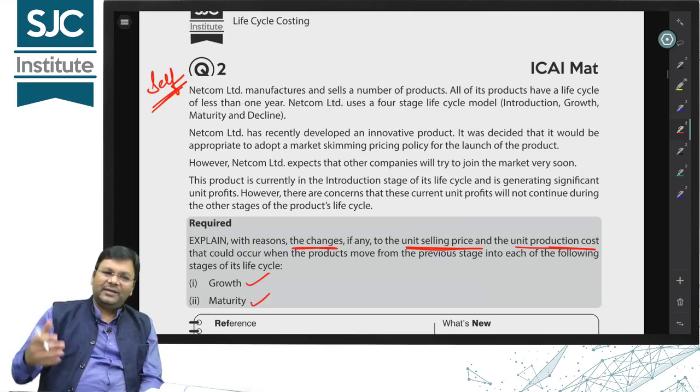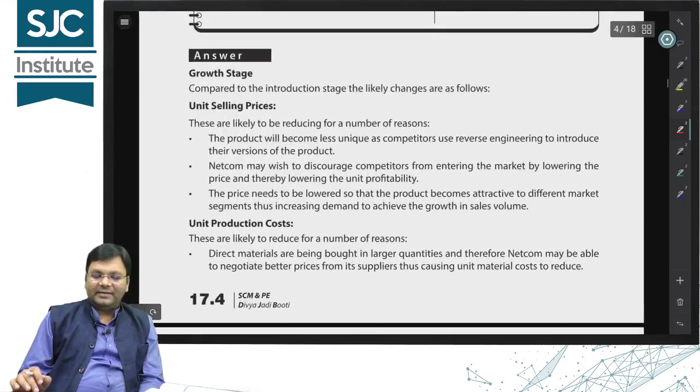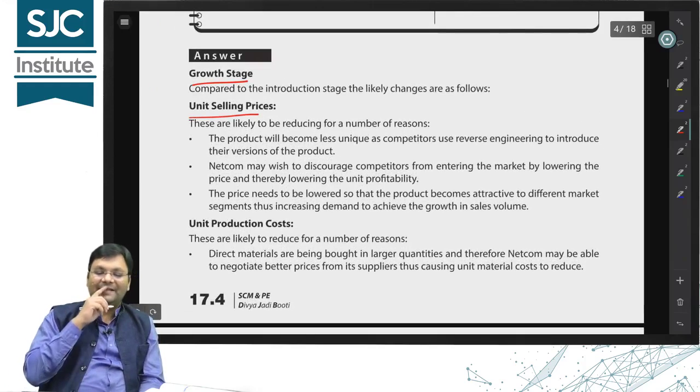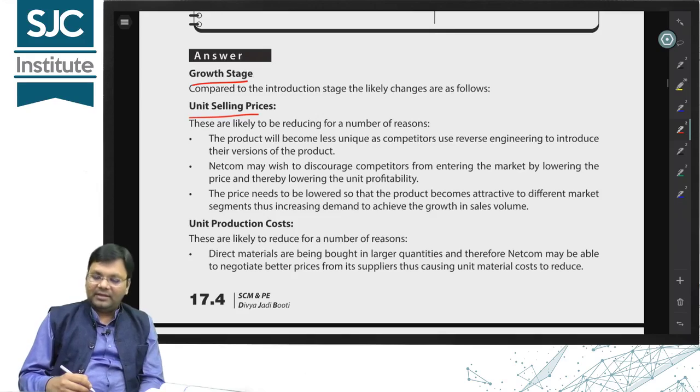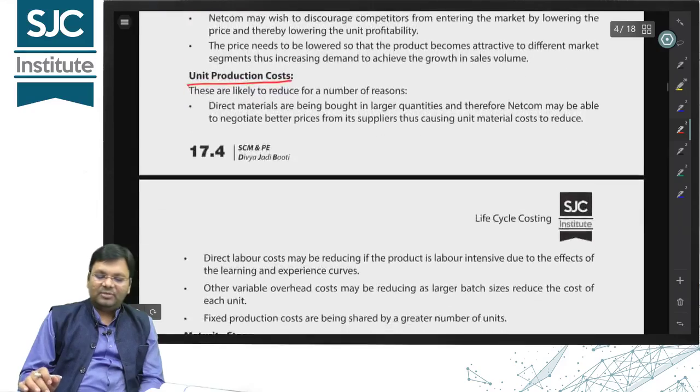So it's the same thing being written for a different case study related to some IT company. So this is very easy. Again, I will say growth stage, why unit selling price is likely to be reduced. What are the reasons? Okay. And why unit production costs are also getting reduced. What are the possible reasons?